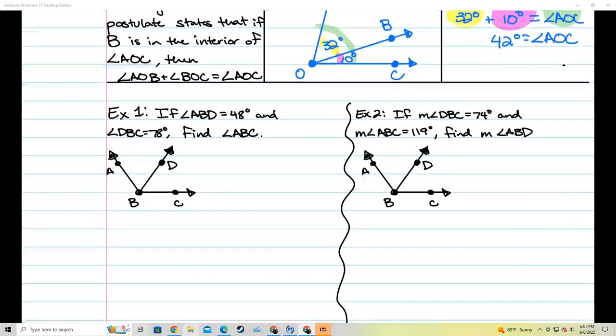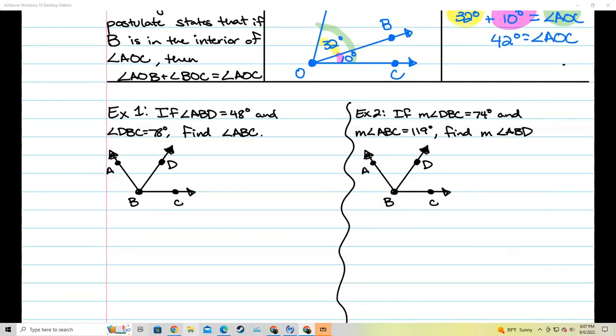find angle ABC. So I noticed that I have three angles, right? I have this angle on the left, I have this angle on the right, and then I got this large angle that's the two angles put together. So those are the three angles that I'm working with. I'm going to add the two little angles. So I need to give them names. The first one is going to be this one. I'm going to call it angle ABD. That's the first little one.